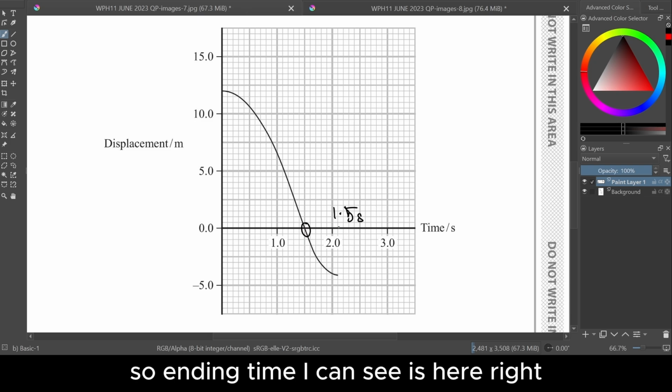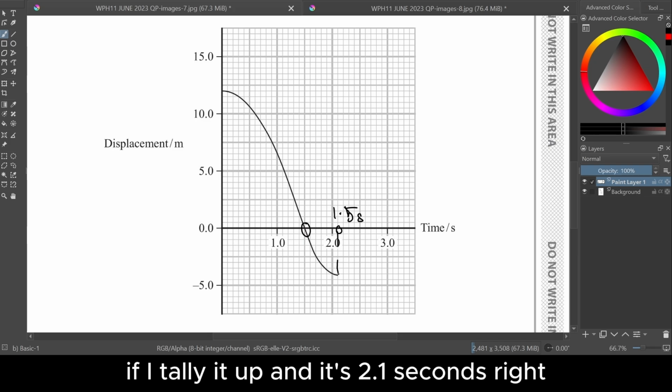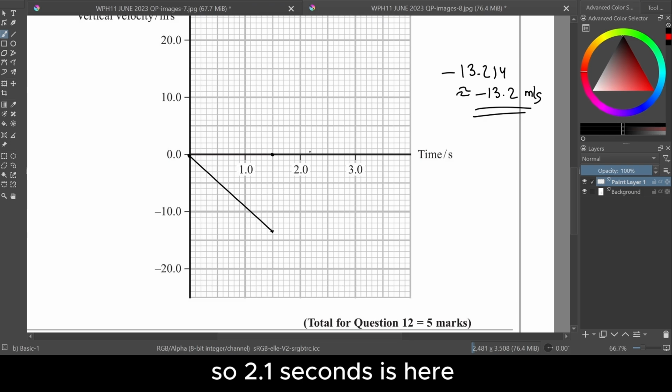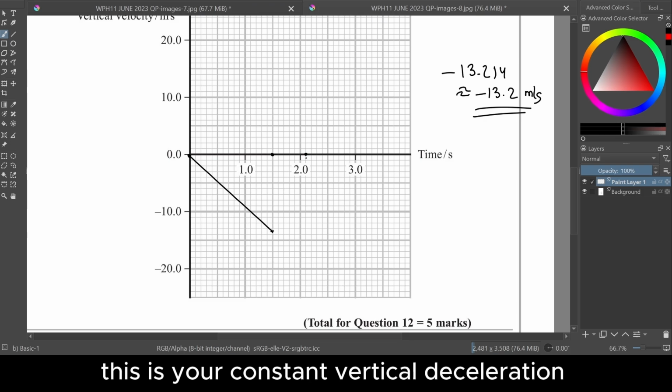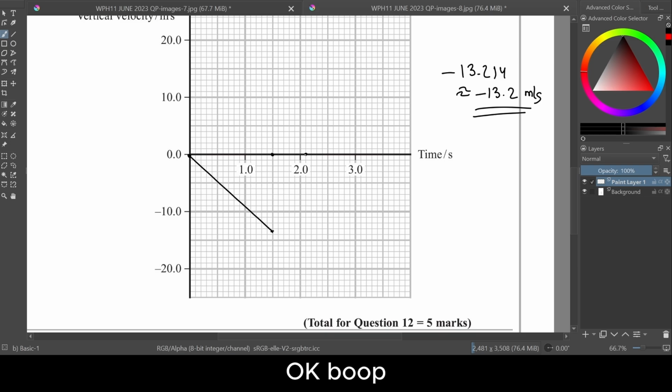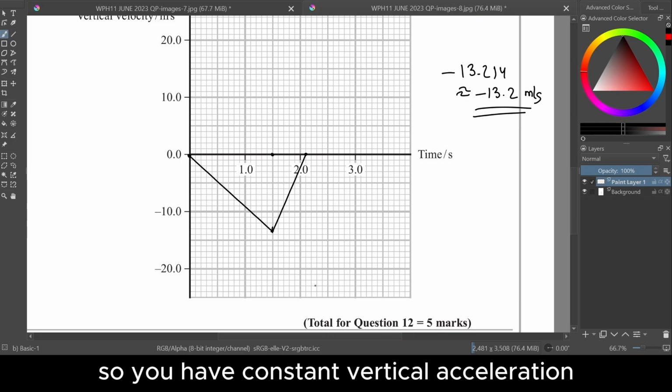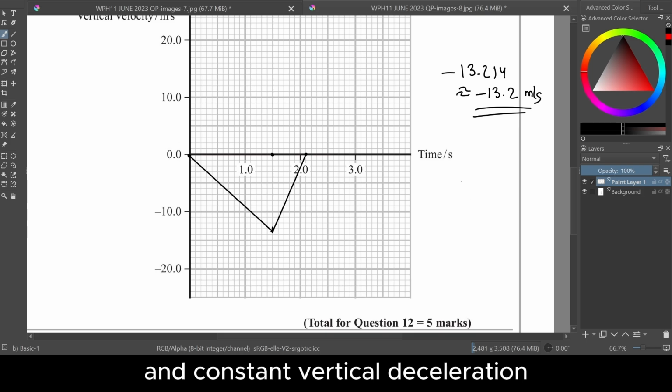Okay, so ending time I can see is here, right? If I tally it up, it's 2.1 seconds, right? So 2.1 seconds is here. So now complete your stuff. This is your constant vertical deceleration. Okay, whoop. So you have constant vertical acceleration and constant vertical deceleration.